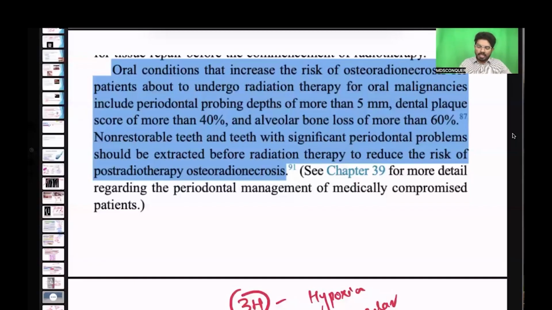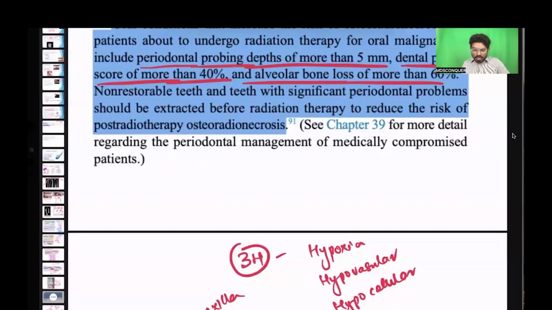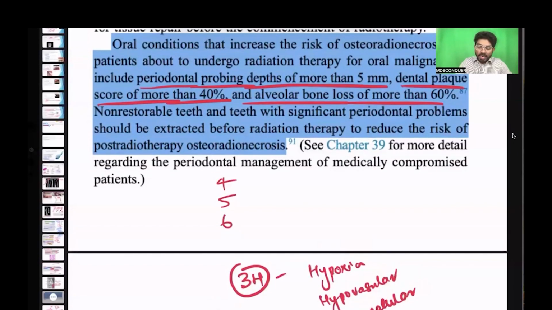Oral conditions that increase the risk of osteoradionecrosis for a patient who is undergoing radiotherapy for oral malignancies include periodontal probing depths of more than 5 millimeters, dental plaque scores of more than 40%, and bone loss of more than 60%. So how you remember these things is 4, 5, 6. What is 4? My dental plaque score should be more than 40%.